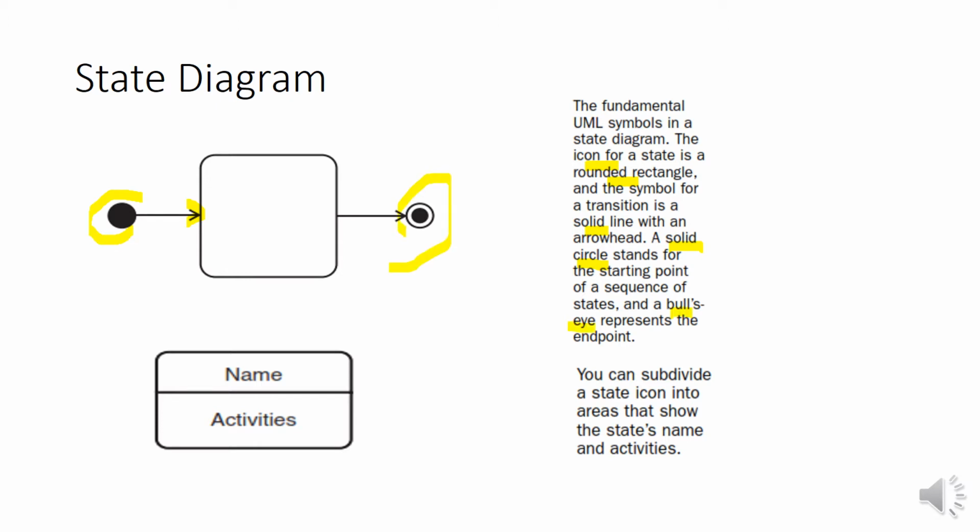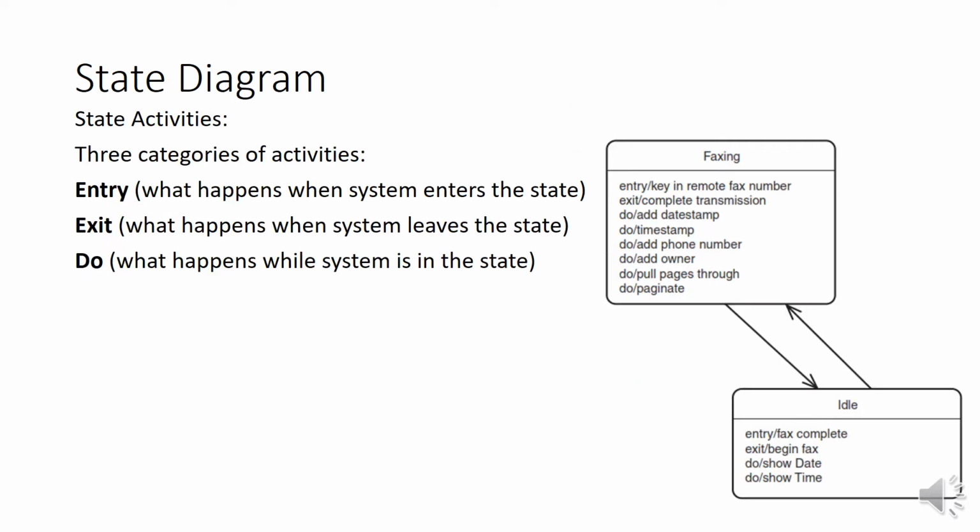So this is another way to represent a state, in which here the state name is mentioned, and here the activities are mentioned. So you can subdivide a state icon into areas that show the state name and activities as well. There are various kinds of activities you can mention in a state. So a state diagram can have activities.